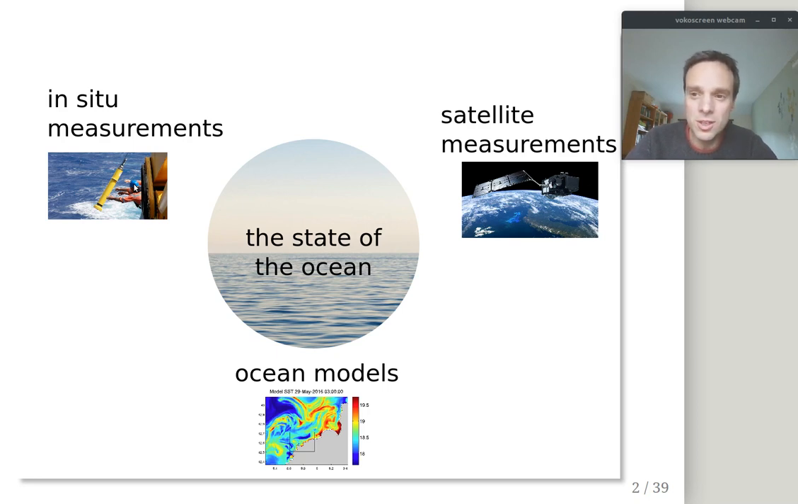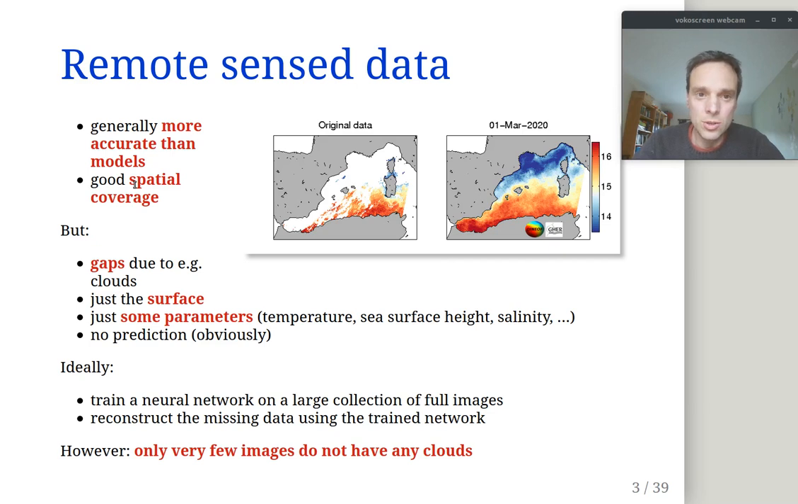I will not speak about data assimilation today, but the method that we implemented with the neural network is inspired, or motivated, by the way data assimilation handles missing data. So remote sensing data is generally more accurate than models and has a fairly good spatial coverage, especially compared to in situ data, but we still have fairly large gaps.